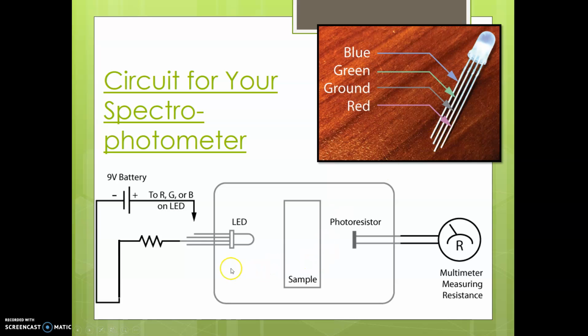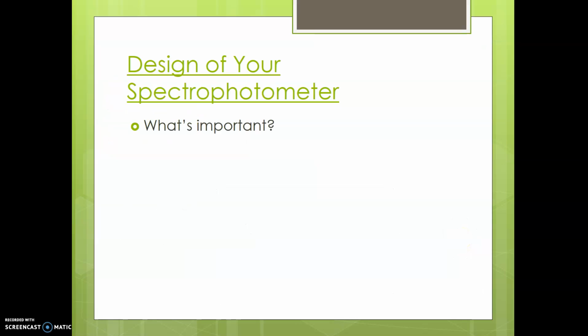green and blue. And then what you can do is add in a circuit with a sample, and we have a photoresistor that measures the resistance over here. We can sample and get a photometer that can measure how much light is being absorbed. So we're going to design your own photometer.